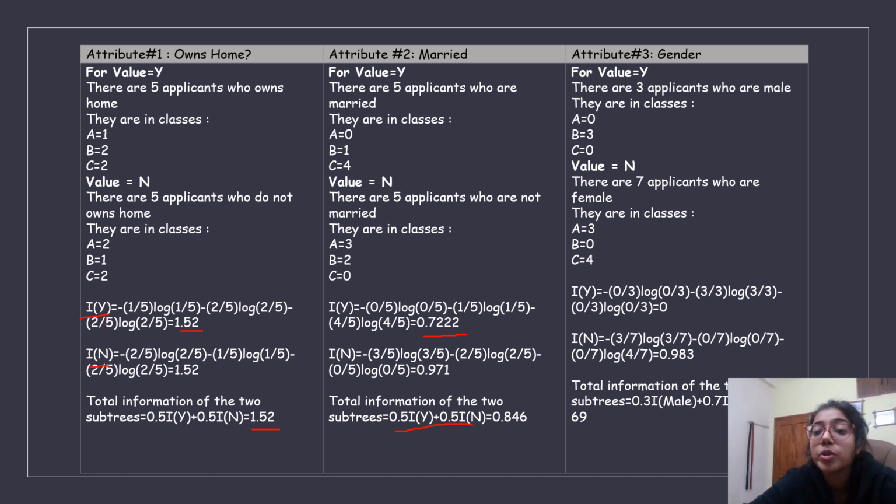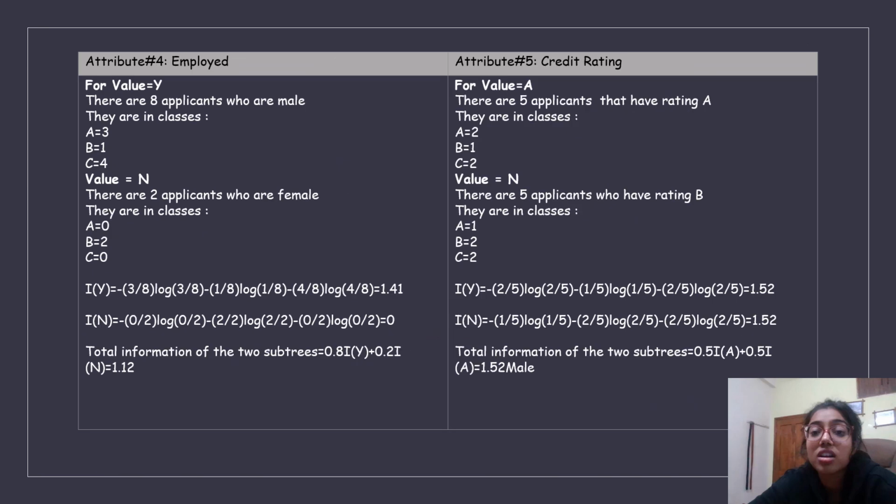Now, attribute 3 is gender. We take the value of Y, 3 applicants, A, B, C, where B is 3. And for N, we have 7 applicants, where A is 3 and C is 4 and B is 0. So calculating the value, we get I of Y as 0 and I of N as 0.983. Then we calculate the total of subtrees and then we get the answer.